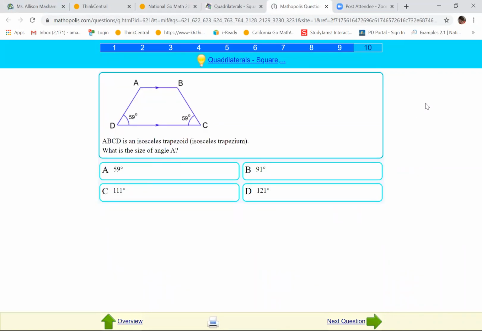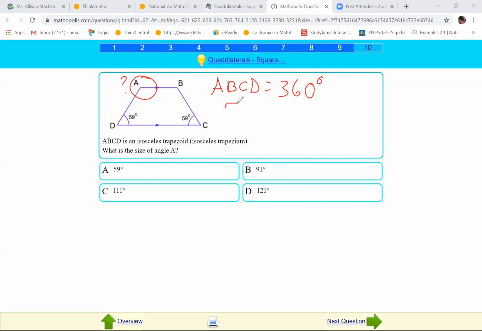All right, look at this. We have an isosceles trapezoid. And they want to know what is the size of angle A. So I need to find what is angle A. Now, how am I supposed to find that? Okay, I remember that all of these angles, A, B, C, and D, are going to equal 360 degrees. Perfect. They all equal 360 degrees.